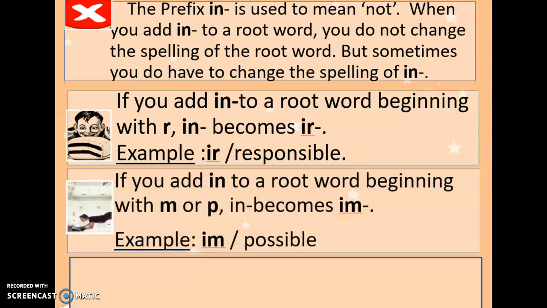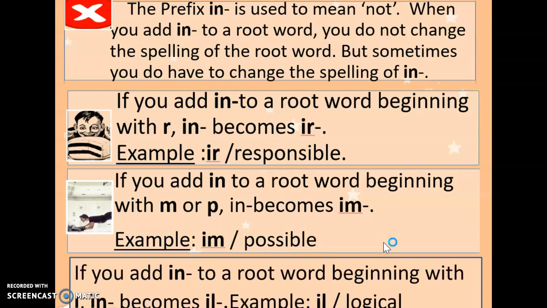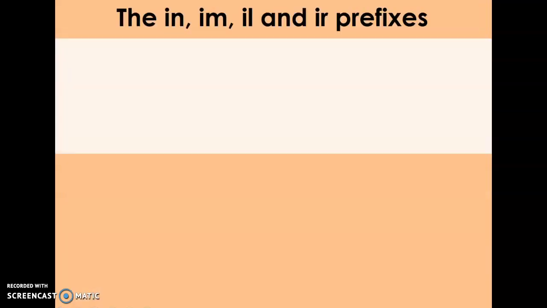Next, if we add in to a root word beginning with M or P, any root word which is beginning with the letter M or P, in becomes im. So let's see, this root word is beginning with P, possible. In has changed its spelling to im, and the word has become impossible. This one, if we add in to a root word beginning with L, in has changed into the prefix il, and because the word starts with the letter L, it becomes illogical. Did you understand? Well done.